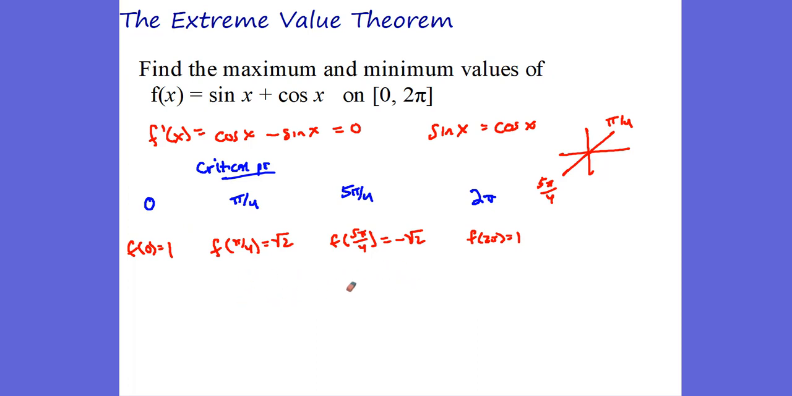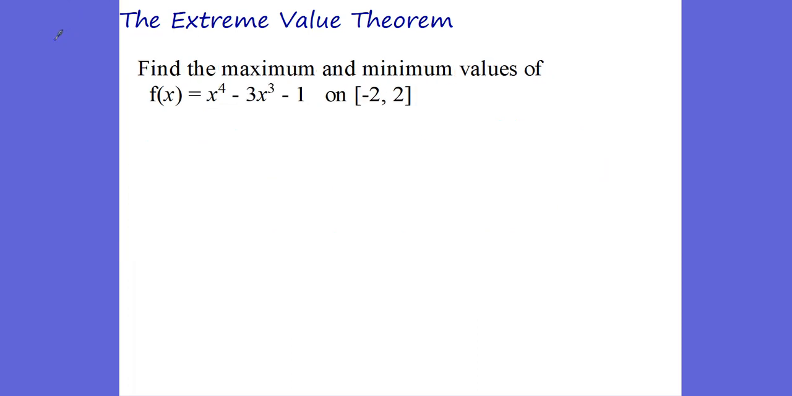So if we think about this, the square root of 2 is like 1.414, and negative is negative 1.414. So what is my maximum value? My maximum value is right here. My maximum value would be at pi over 4 and result in root 2. My absolute minimum value would be right here at 5 pi over 4, which results in negative square root of 2. So that helps us find our minimums and maximums.